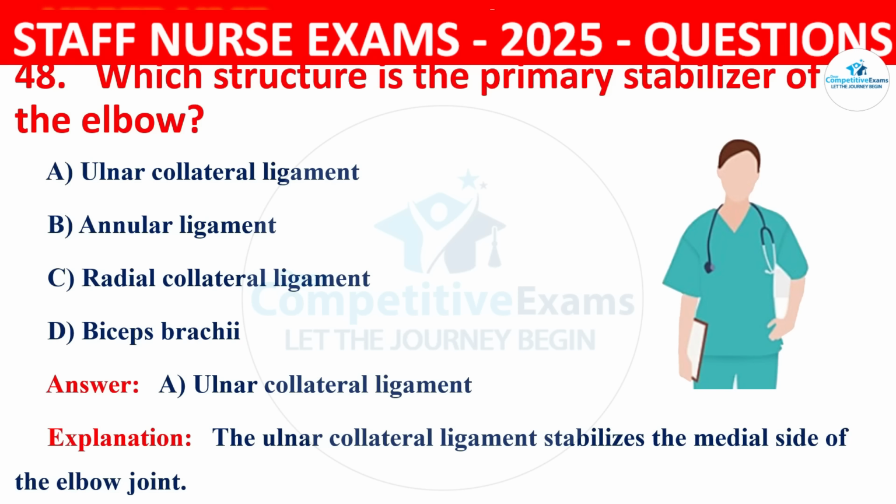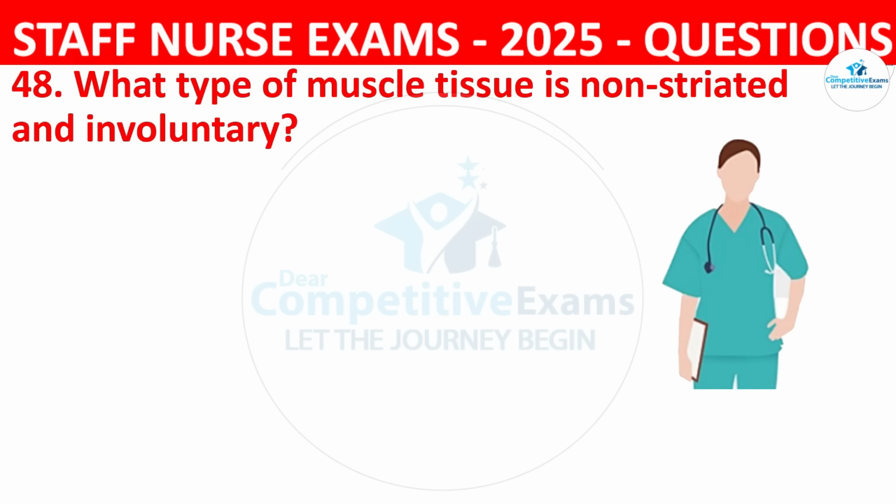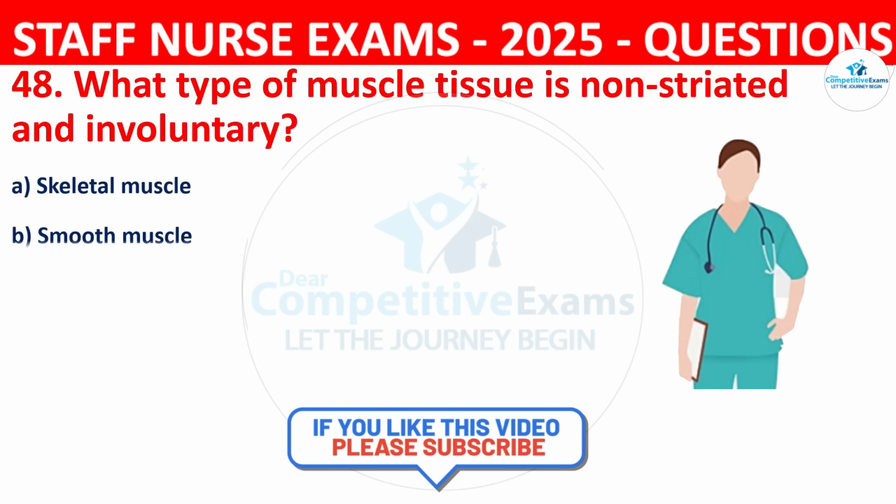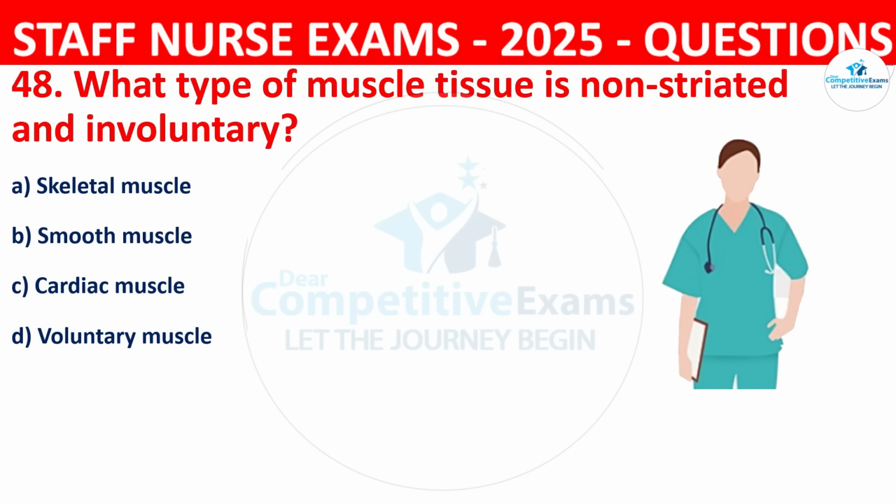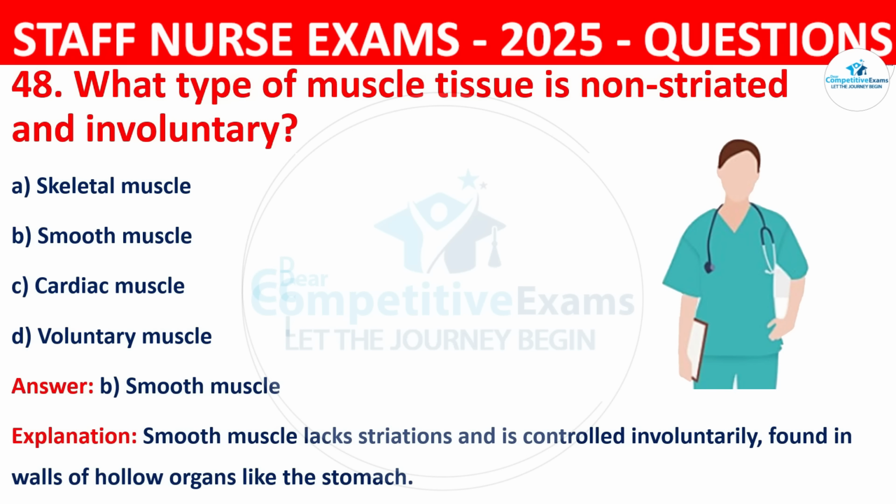Question number 49. What type of muscle tissue is non-striated and involuntary? Your options are skeletal muscle, smooth muscle, cardiac muscle, or voluntary muscle. The correct answer is B, that is smooth muscle. Smooth muscle lacks striations and is controlled involuntarily, found in walls of hollow organs like the stomach.